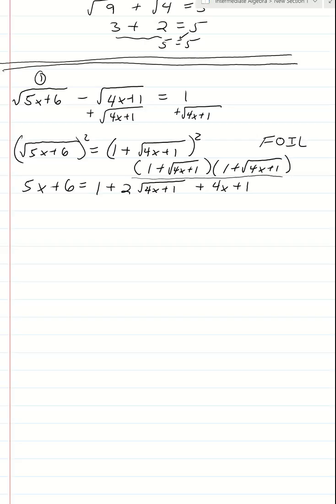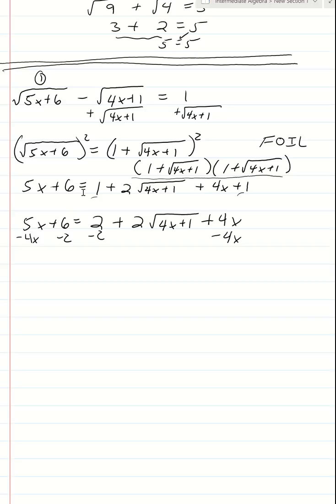Okay? We can combine the like terms that we have here on the right side. So I'm still going to have the 5x plus 6. And on the right side, I have the 1 and the 1. That would be a 2 plus 2 square root of 4x plus 1 plus 4x. So we have performed step 1 and step 2. However, there is still a radical. Okay, so we have to now go back to step 1 again, and we have to isolate this radical. And so I'm going to subtract the 2 over, and I'm going to subtract the 4x over.